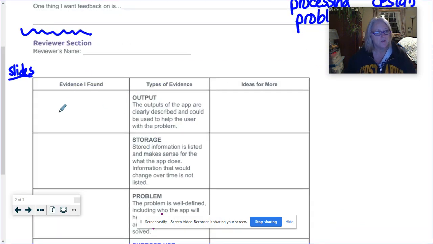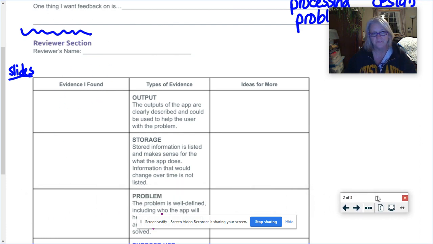All right, so you're noticing in this table, it says evidence I found, types of evidence, ideas for more. So the first thing you're going to look for is go through the whole slideshow first. All right, get an idea of what it is. And then what I want you to do is go specifically to look at slide 7. This is where the output should be described. See if it's there. Jot down some evidence.